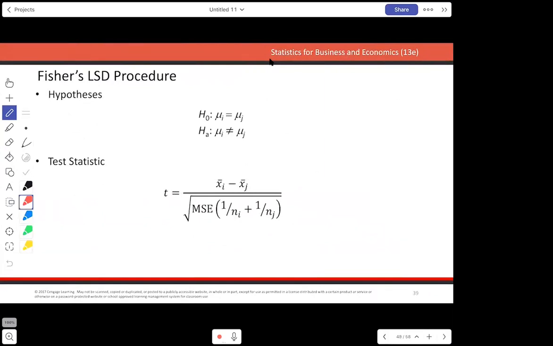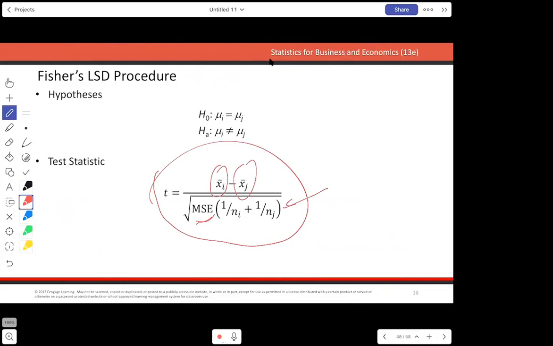That procedure actually does pairwise comparisons, and it calculates a t-value based on this formula right here. If we take any two treatments, i and j, then we'll look at the difference between the means of i and j, and we'll divide by some kind of estimate of a standard error, 1 over ni plus 1 over nj, but we multiply by MSE.